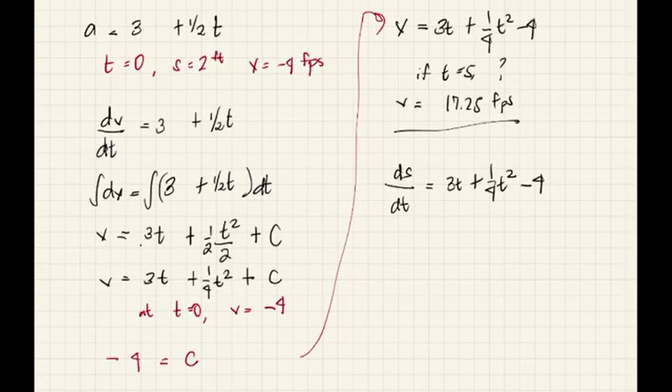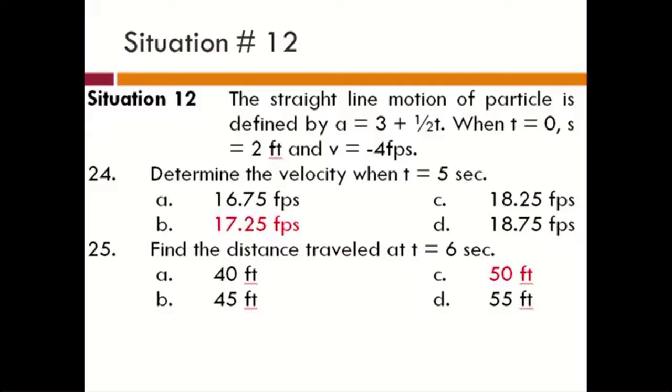And then, ayun, ulit lang yung procedure. You have to use the other parameters na given. At time equals 0, displacement equals 2 feet. Then you will get another constant of integration c, and then substitute mo lang yung t equals 6. And yun, kuha mo na yung sagot. So, we will not be proceeding doon sa question na yan. Okay? So, kaya nyo na yan. So, the answer for that is C. Number 25, answer C, 50 feet.